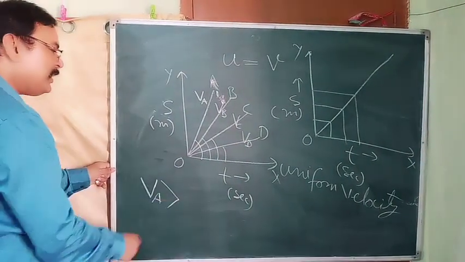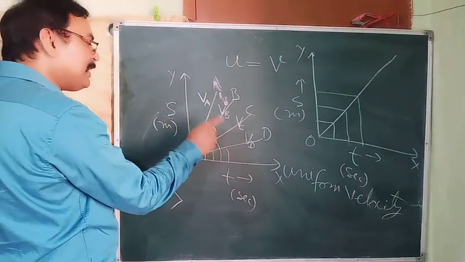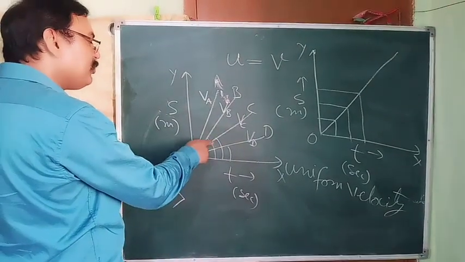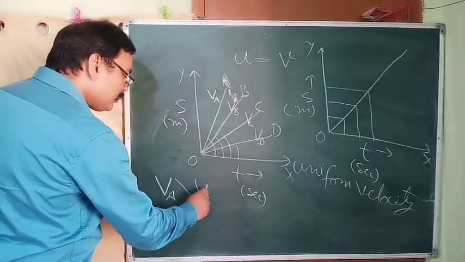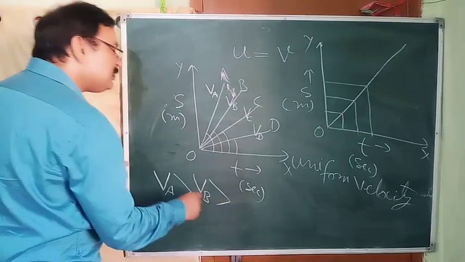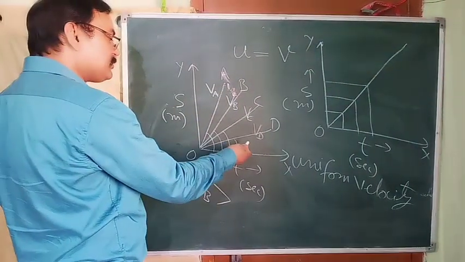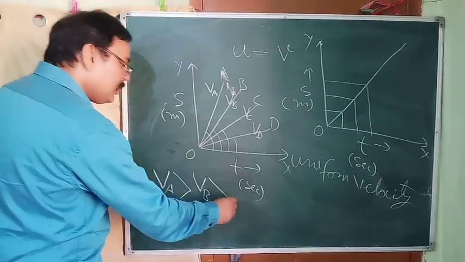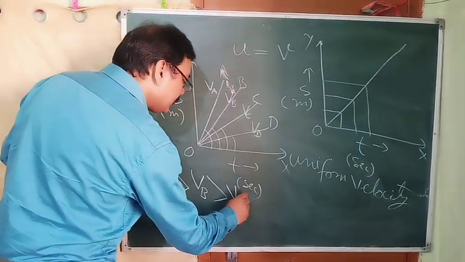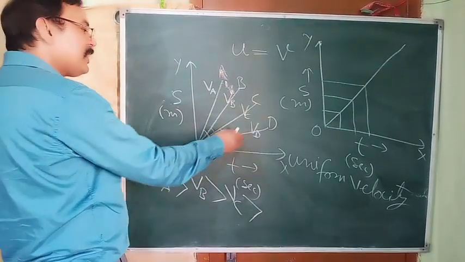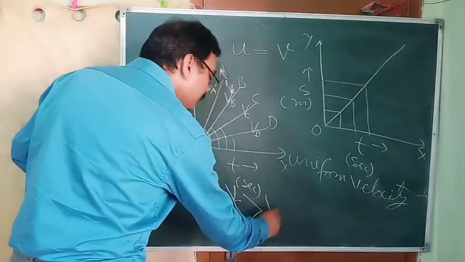And then what you will find? Which is making the second largest angle with the x-axis? Obviously it is B. So velocity of body B. Now which is making the third largest angle with the x-axis? It is C. So its velocity will be VC. Now, which is making the smallest angle? That is D. So its velocity will come over here.